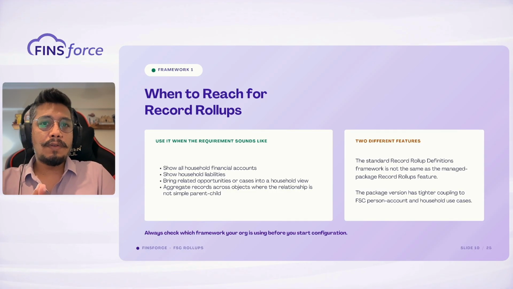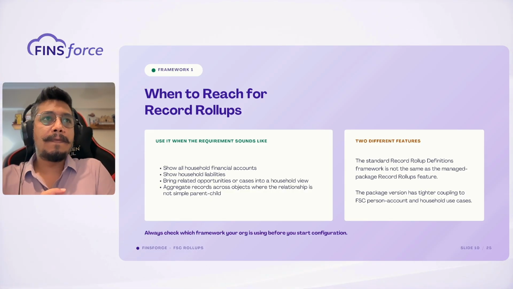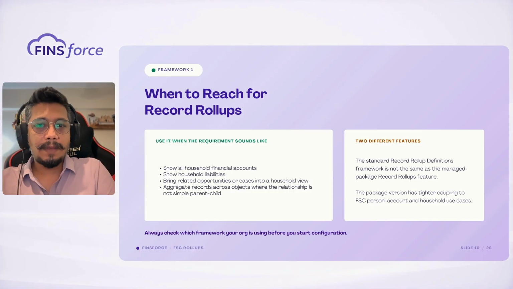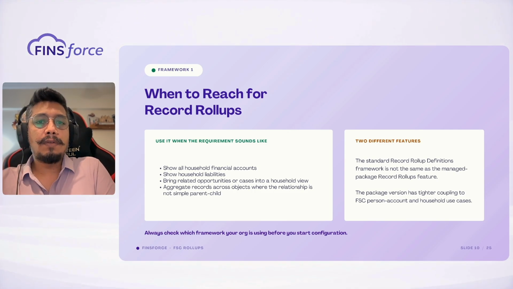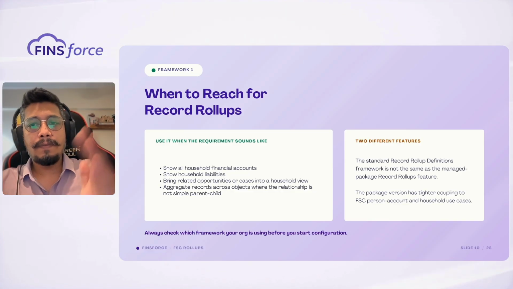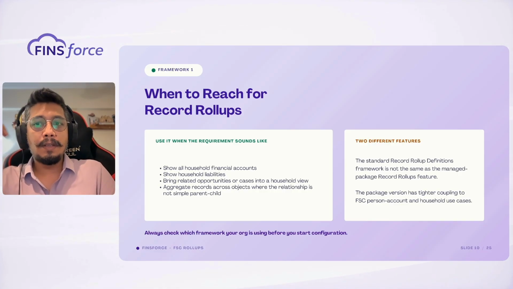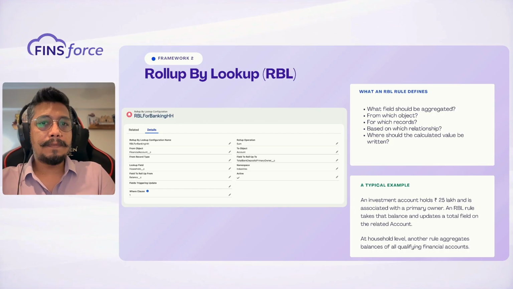Then when should you reach for this option? First, when you have a requirement like showing all the financial accounts, just like we saw, or a requirement to show the household liabilities, like an opportunity. You might also want to show some different complex record, like a case of the household or a case which is generated by household members. You can show it from the record rollup definition.